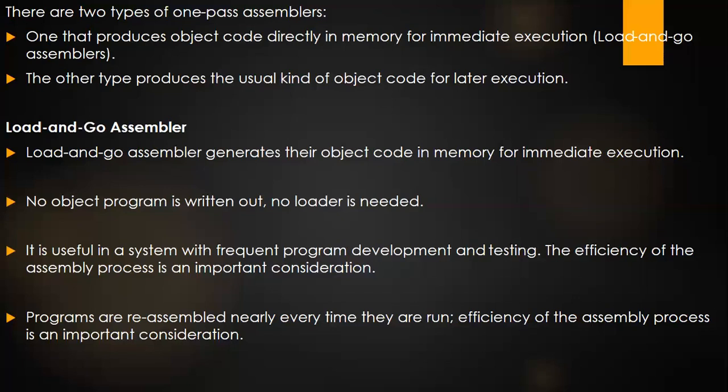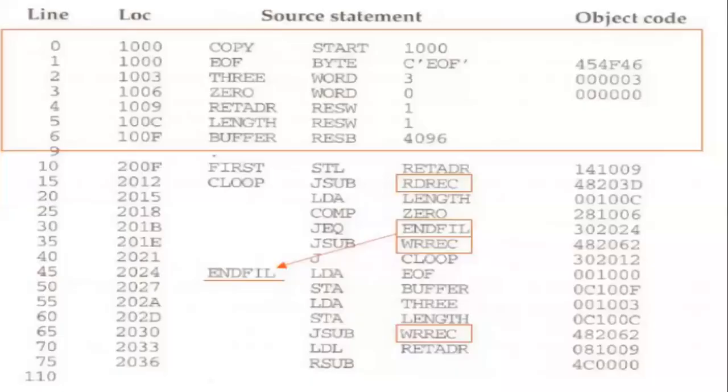Here the efficiency of the assembly process is an important consideration, so efficiency is the main role. The next point also states the same: programs are reassembled nearly every time they are run. So the efficiency of the assembly process is an important consideration, and we are trying to achieve that efficiency.